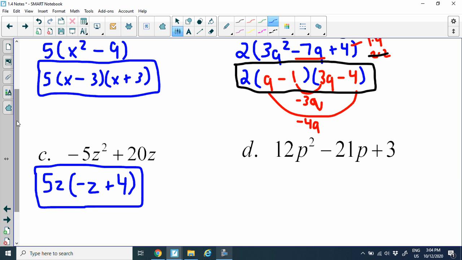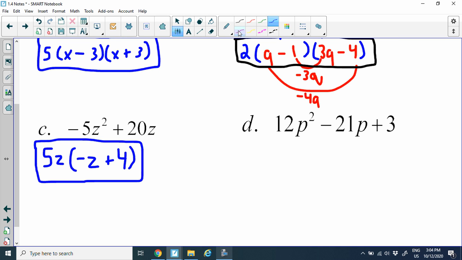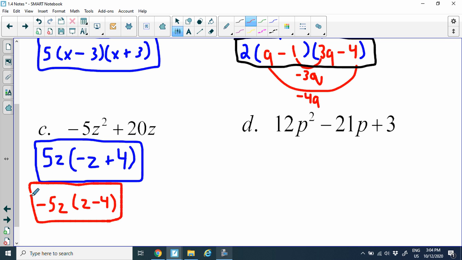Now, there is actually another way to factor this. If you wanted to, you could actually take a negative 5z out, and for that, your final answer would be z minus 4. So both ways are correct for your final answer if you want to do that. Okay, let's try D. Go ahead, pause the video, and try that on your own. Okay, let's see what you guys got.